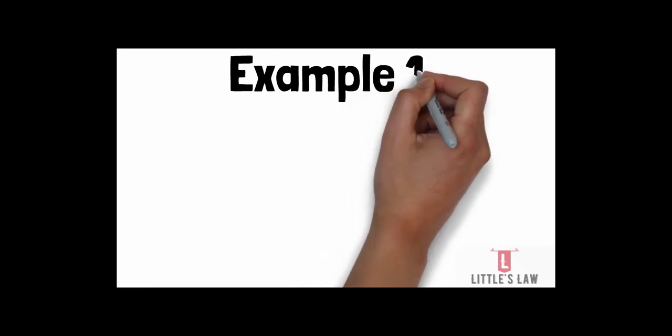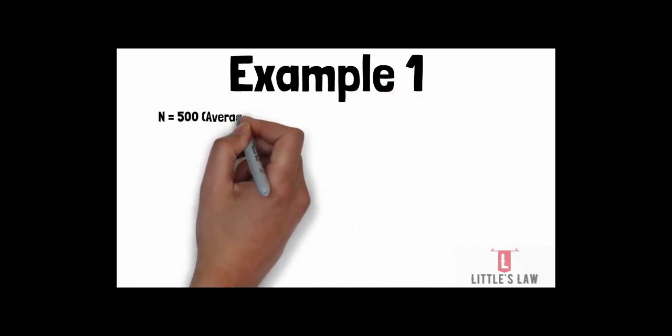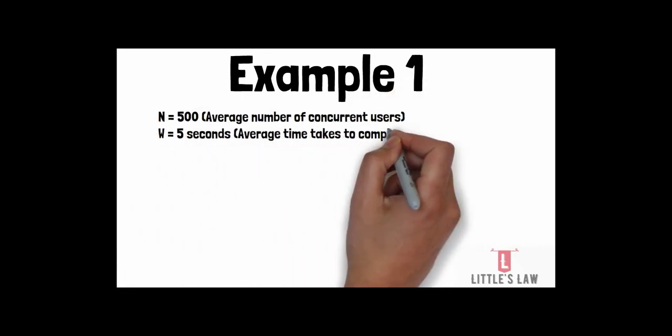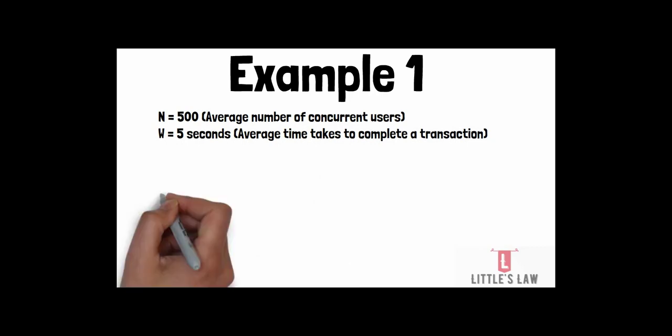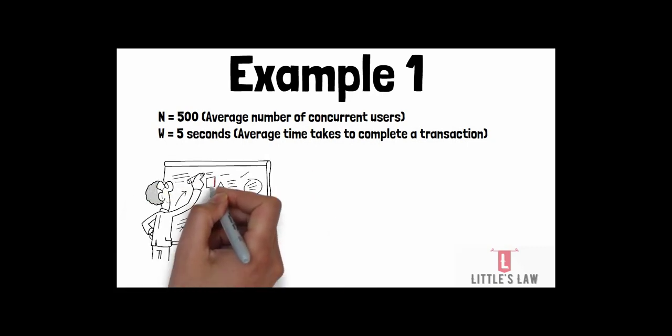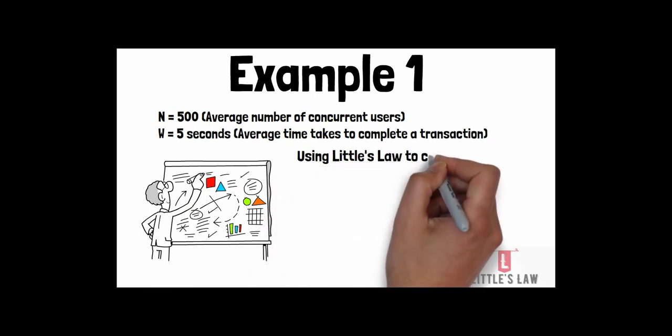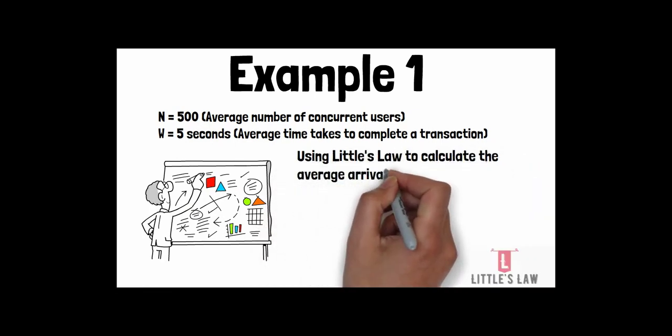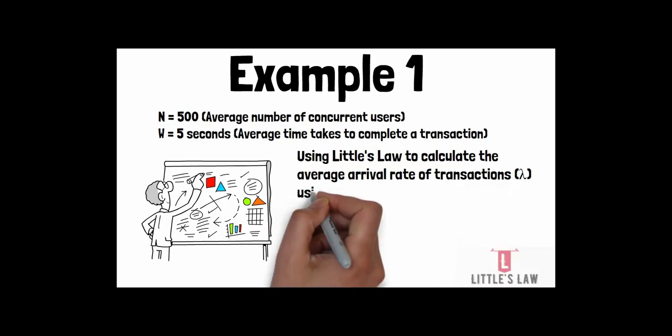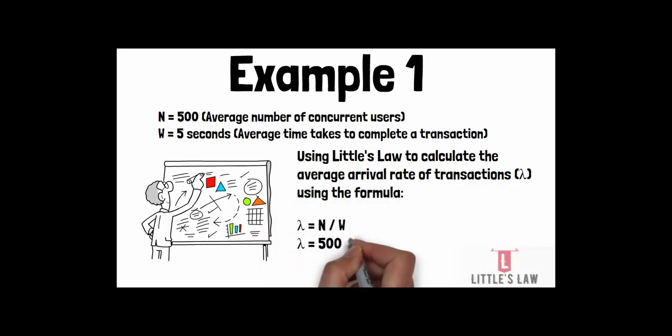To use Little's law for workload modeling in performance testing, we need to have data on at least two of the three variables, and we can use the formula to calculate the third variable, which can help us to predict how the system will behave under different workload scenarios. So let's see the first example.